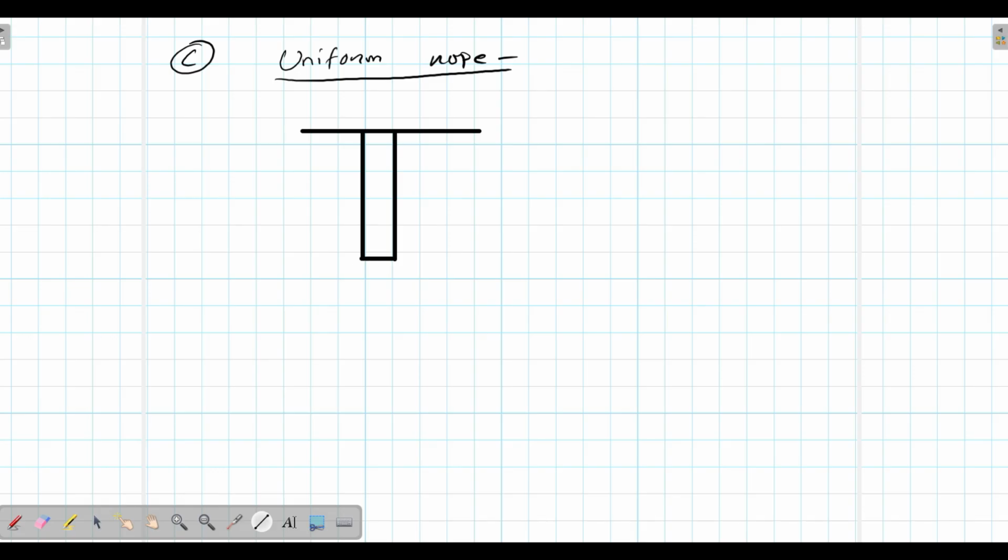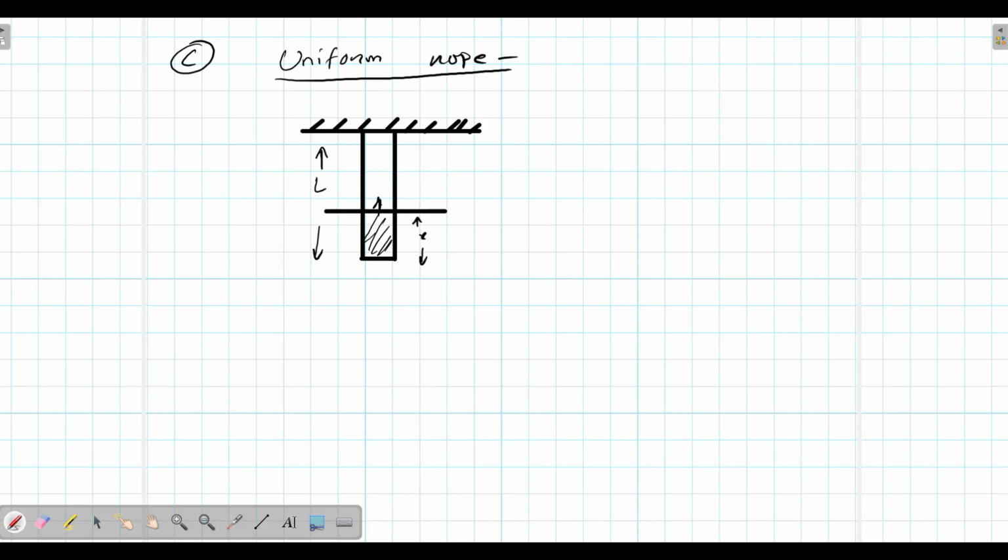Next is uniform rope. For uniform rope, the length of the rope is L, and this is X. This is the hanging portion.